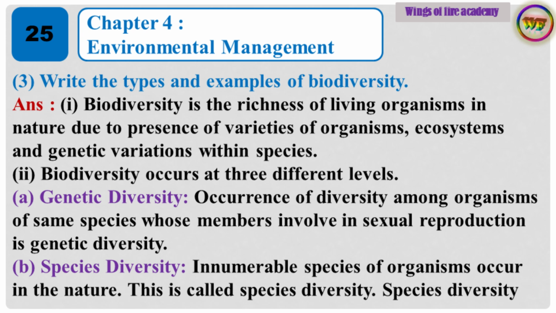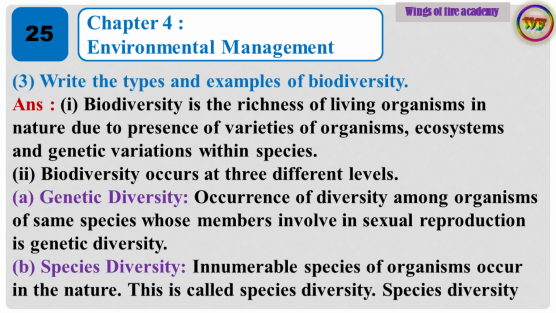Sub-question 3. Write the types and examples of biodiversity. Answer. Point 1. Biodiversity is the richness of living organisms in nature due to presence of varieties of organisms, ecosystems, and genetic variations within species. Point 2. Biodiversity occurs at 3 different levels.